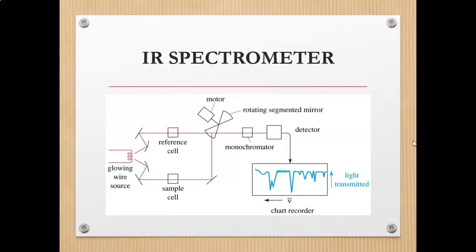This one is the illustration of the IR spectrometer principle. Okay, we have the glowing wire source and the reference cell and also the sample cell, and it also has a monochromator and a rotating segmented mirror. Okay, the sample will be placed in here, and infrared light will pass through the sample and also through the reference sample onto the monochromator, and the result will be detected.